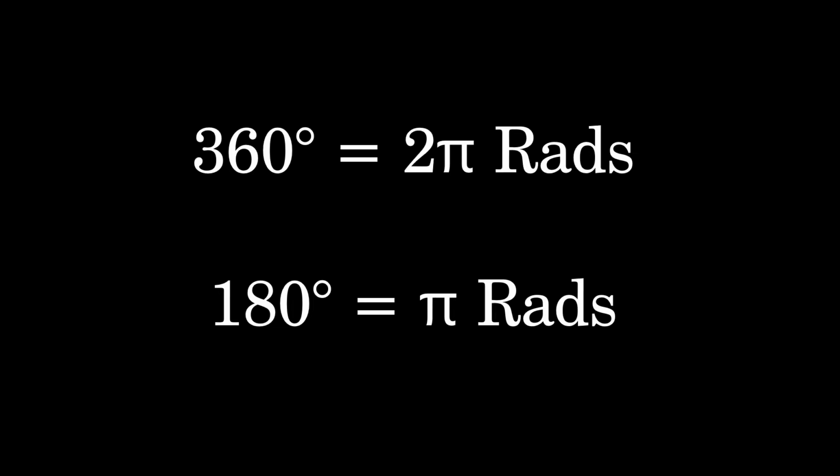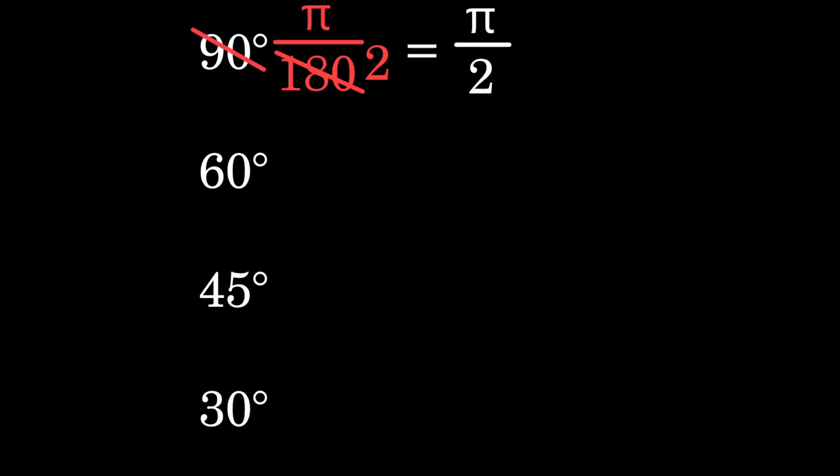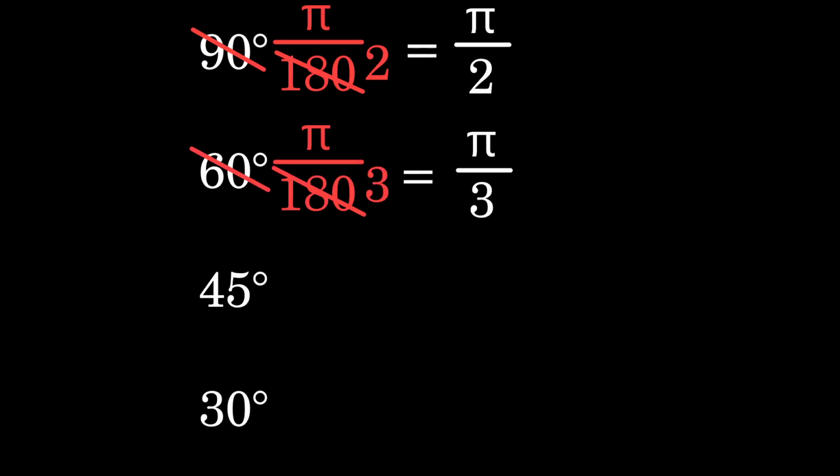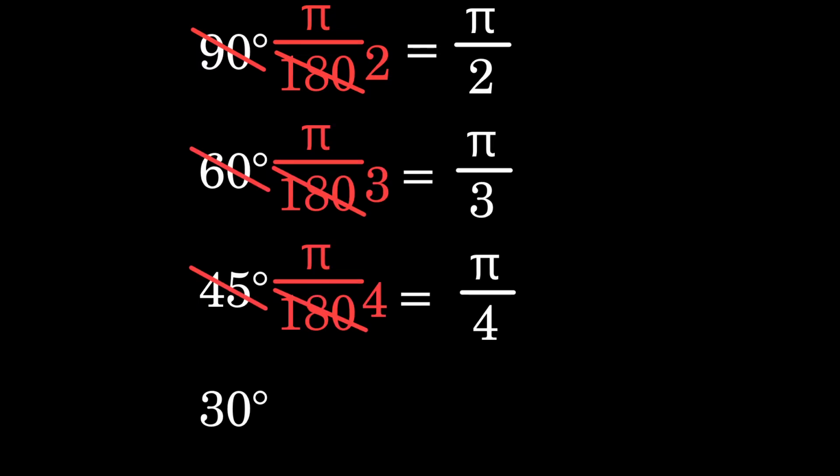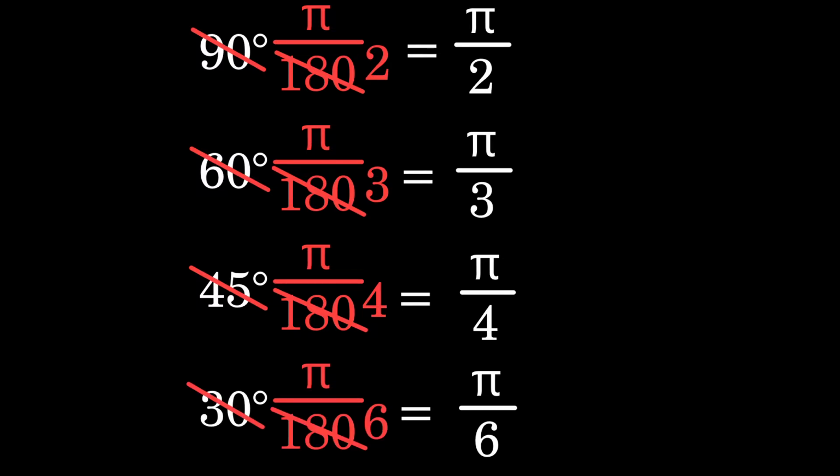What now? Well, if we wanted to take 180 degrees and turn it into radians, we need some sort of operation. Since 180 degrees is equal to pi radians, we can simply multiply the fraction pi over 180, canceling out the 180 and leaving us with pi left. In fact, multiplying this fraction to any number of degrees will give us an equivalent number of radians. For example, 90 degrees multiplied by pi over 180 gives us pi over 2 when simplifying the fraction. 60 degrees gives us pi over 3, 45 degrees is pi over 4, and 30 degrees is pi over 6.